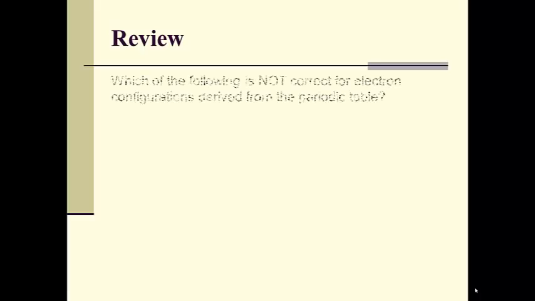So here's the review. Which of the following is not correct for electron configurations that are derived from the periodic table?